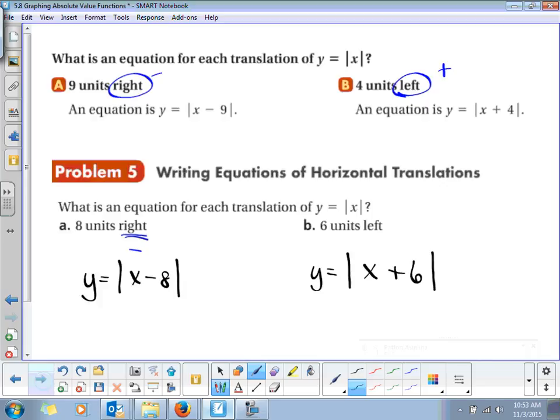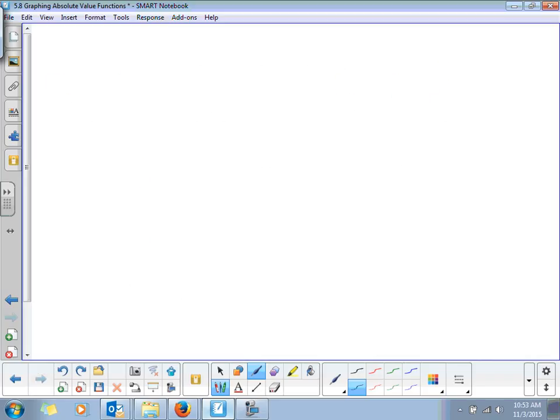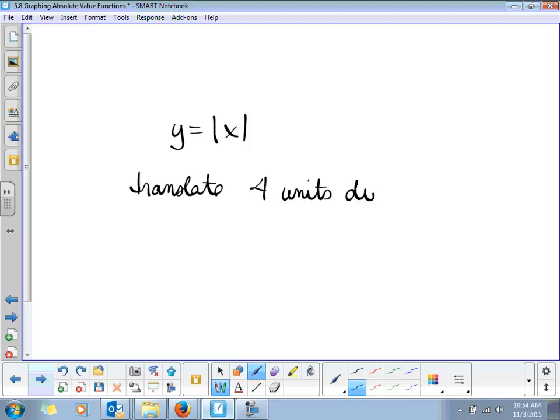Did we have any more problems? Nope, that's it. Let me make one up real quick. All right. So what if we wanted to translate y is equal to the absolute value of x, and I wanted to translate 4 units down and 3 units right.